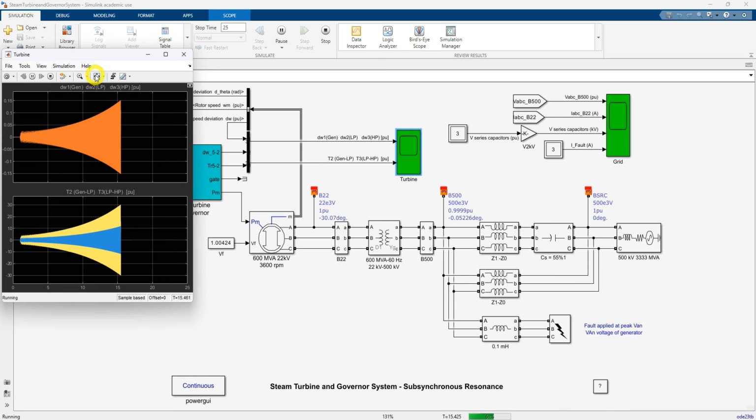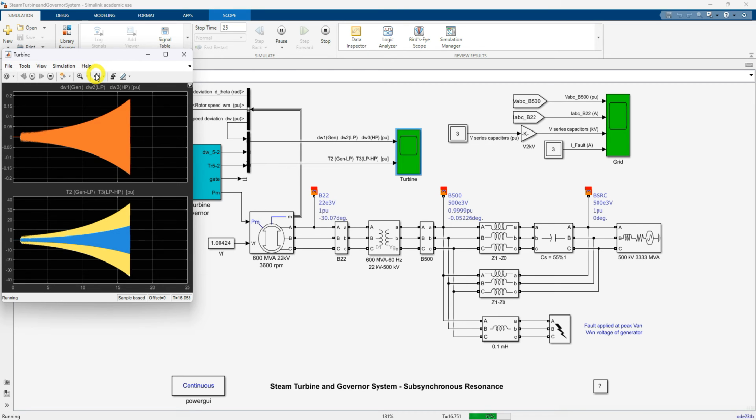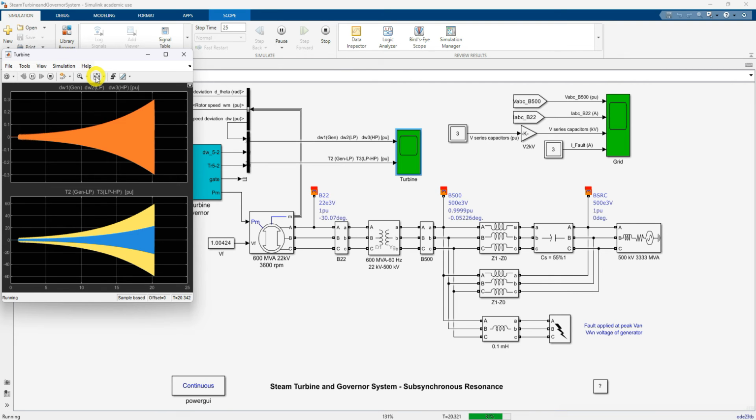Okay, so here how are we going to mitigate this problem, how to reduce that subsynchronous resonance? By using PV STATCOM. Okay, so we wait for the simulation completion, then only you can see that variation. Here you can see that the speed deviation as well as torque transmitted keep on increasing, the amplitude keeps on increasing.